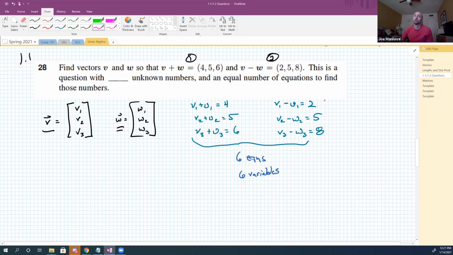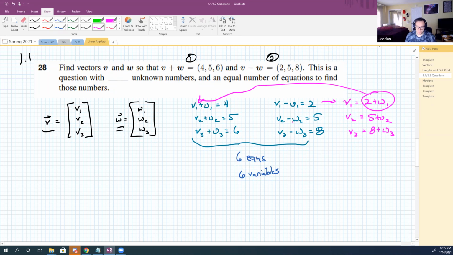You can use substitution. If you use substitution, you'd change these all to be v1 is 2 plus w1, v2 is 5 plus w2, v3 is 8 plus w3, right? And then we'd take this first thing and plug it in over here. Then we'd get an equation for w1 and we could solve it. You guys see that?